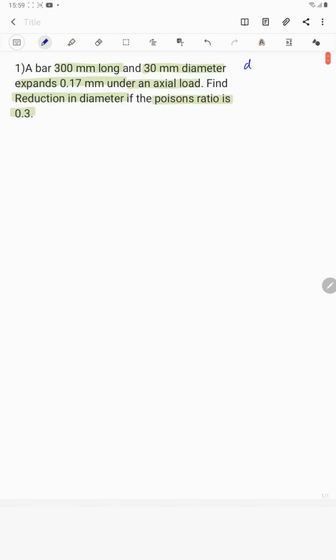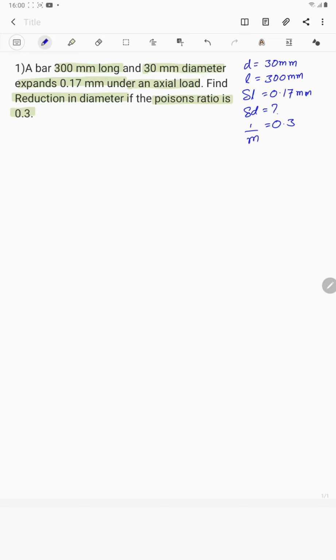First, let me write the given data. Diameter equal to 30 mm. Length equal to length of the body is equal to 300 mm. Change in length delta L equal to 0.17 mm. You are asked to decide the change in diameter delta D if Poisson's ratio equal to 0.3.